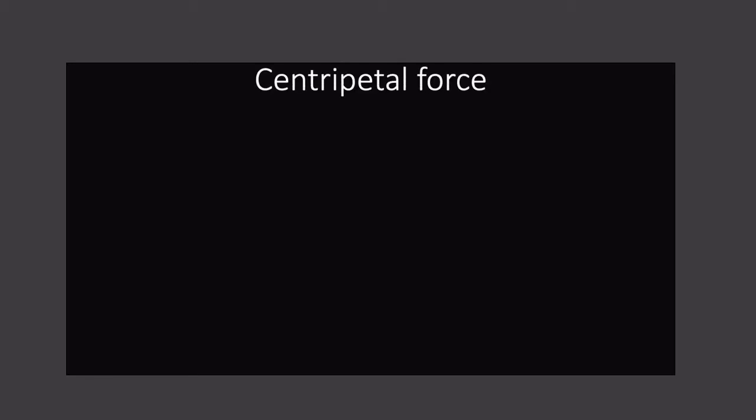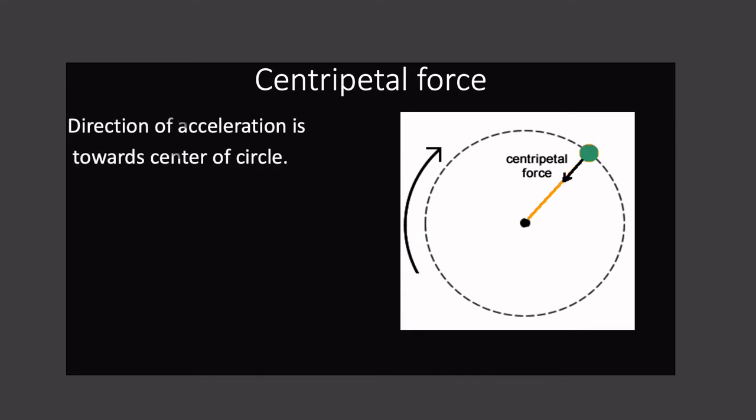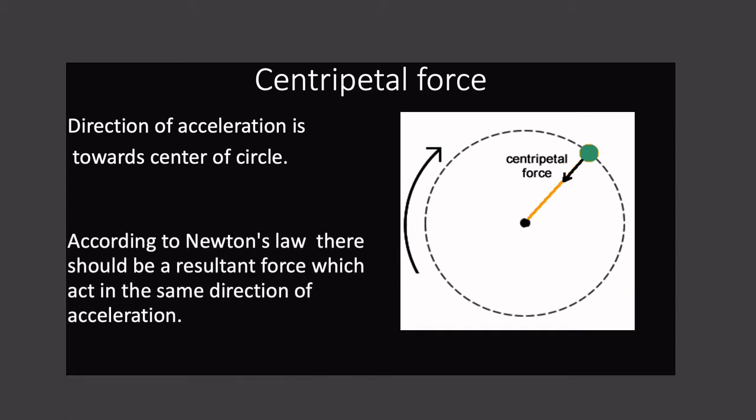If there is an acceleration, there should be a resultant force according to Newton's second law of motion. The direction of acceleration and the resultant force will be the same. So a resultant force, or net force, will act towards the center if an object is moving in uniform circular motion. This force is called centripetal force. Actually, this force is keeping the object in uniform circular motion. Remember, the direction of centripetal force is towards the center of the circle.